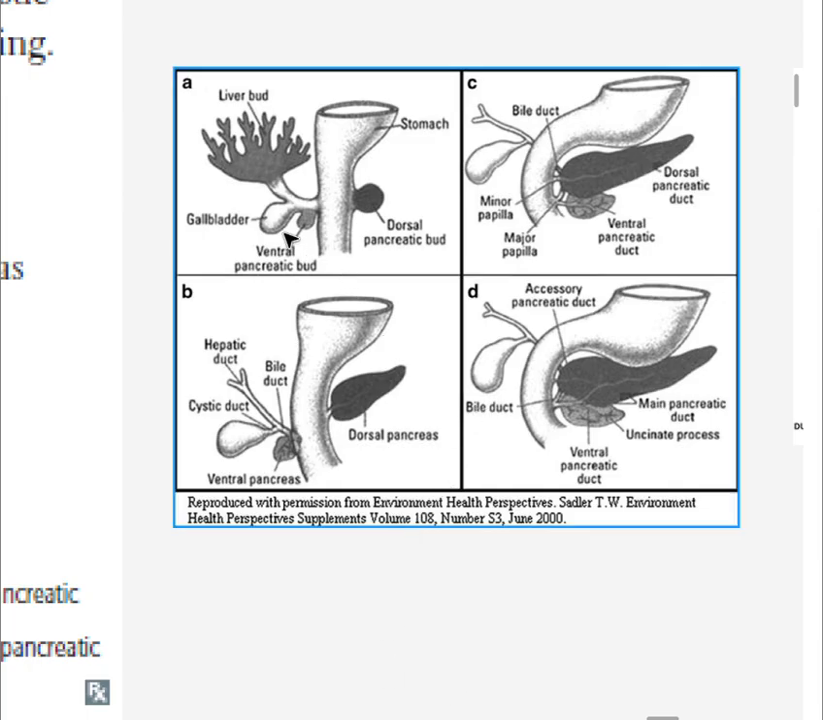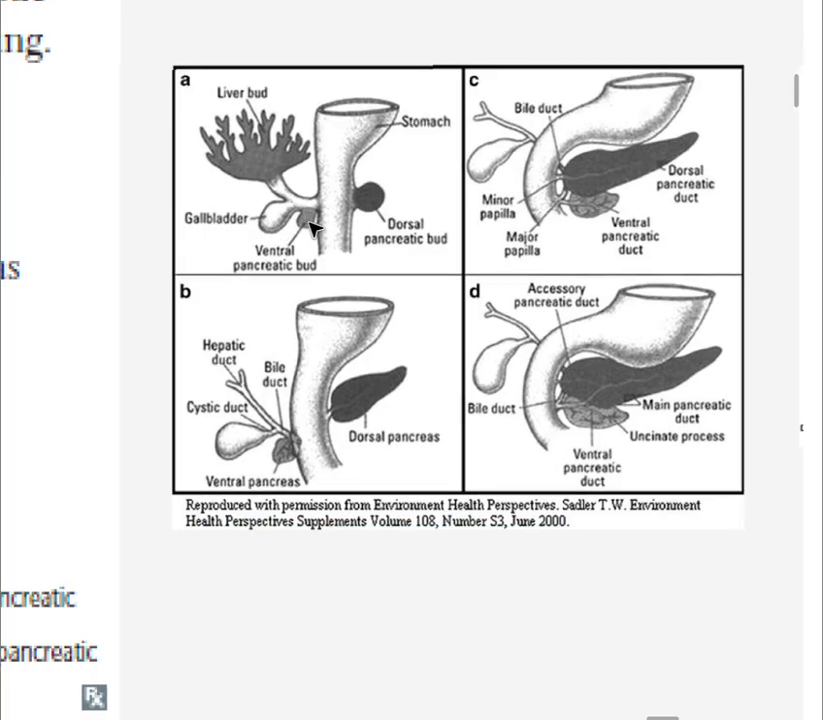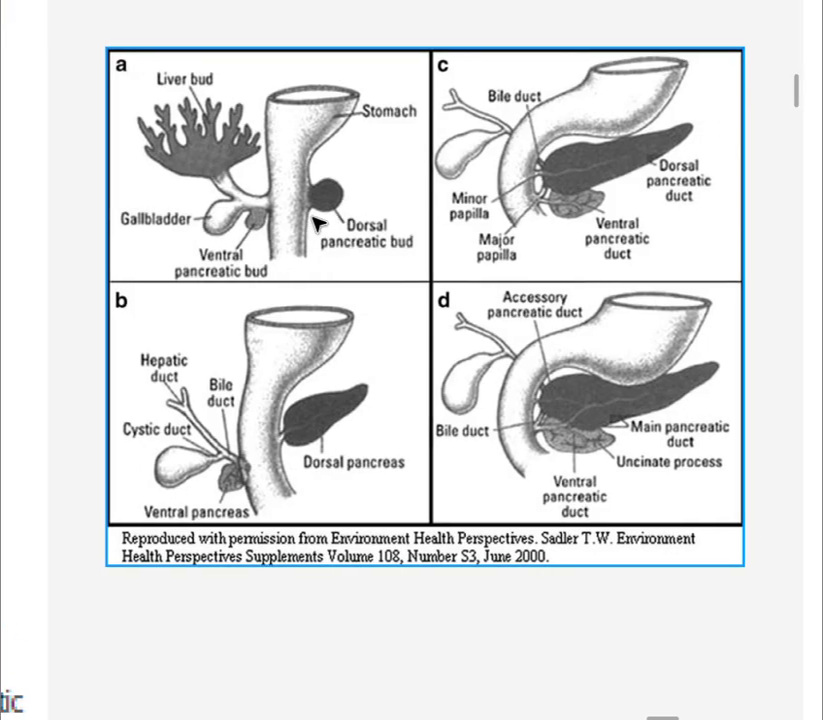Now in the 5th week of development, two buds develop, a dorsal pancreatic bud and a ventral pancreatic bud. This picture is very important in order to understand the embryology of the pancreas. Now, the origin of the dorsal bud, this dorsal bud is basically the posterior foregut, right? And this lies near the bile duct. We'll see how later on. And then we have the ventral pancreatic bud.